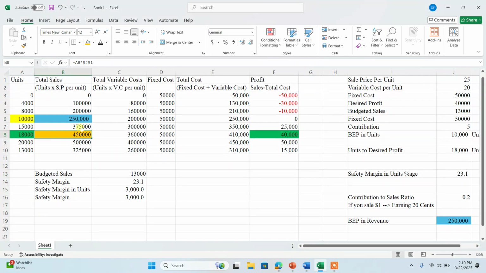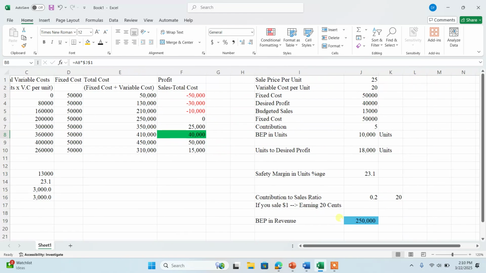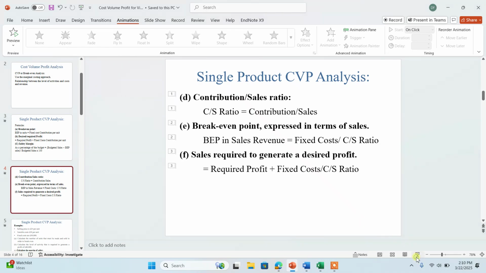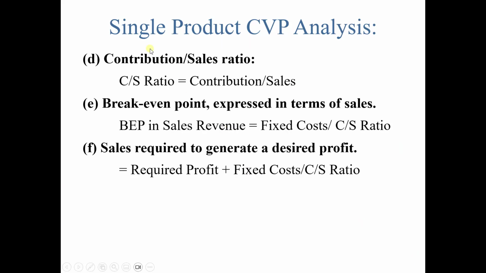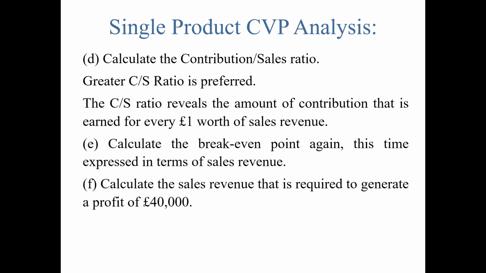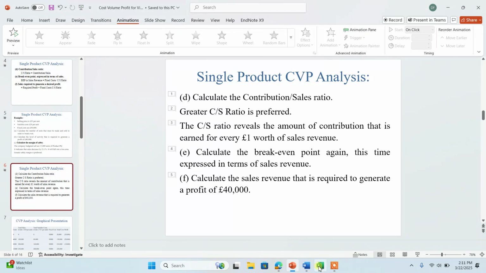Now we are going to find out the targeted sales which can give us the targeted profit. How to do it? For that the formula is the required profit, again similar to the break-even point in terms of sales, but we are going to add our desired profit. Let me check the question. This is the last requirement, I think. Now we are going to calculate the sales revenue which will help us earn the 40,000 profit.